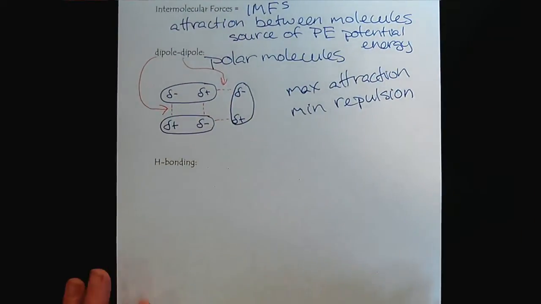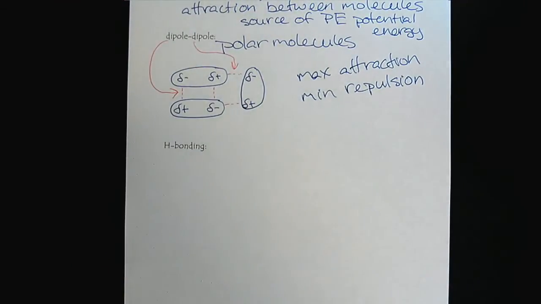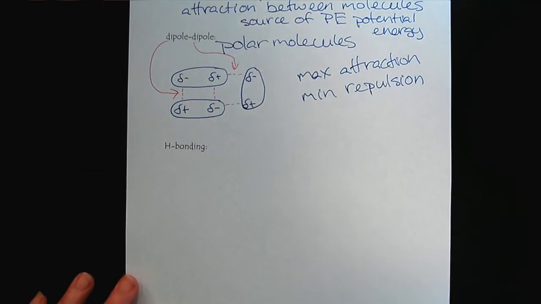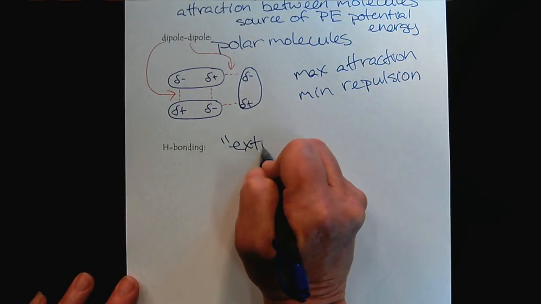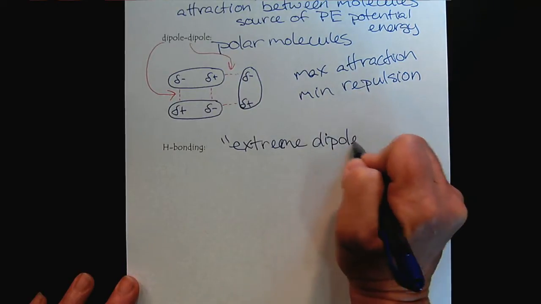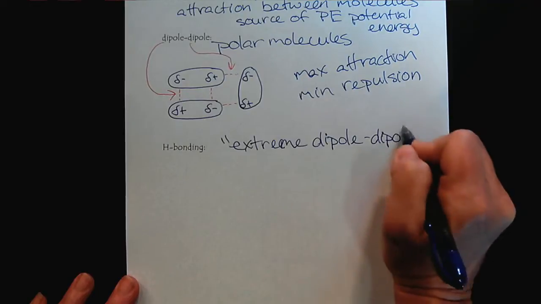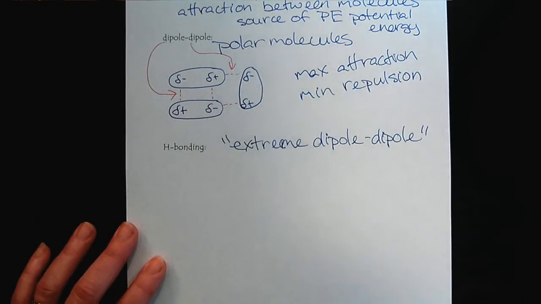Okay, now dipole-dipole I think is pretty straightforward. H bonding is a really terrible name because they're not true chemical bonds. It's an intermolecular force, and it's a case of extreme dipole-dipole. So why so extreme? What makes this special? Well, H bonding only occurs, quite naturally, where there's going to be hydrogen there.